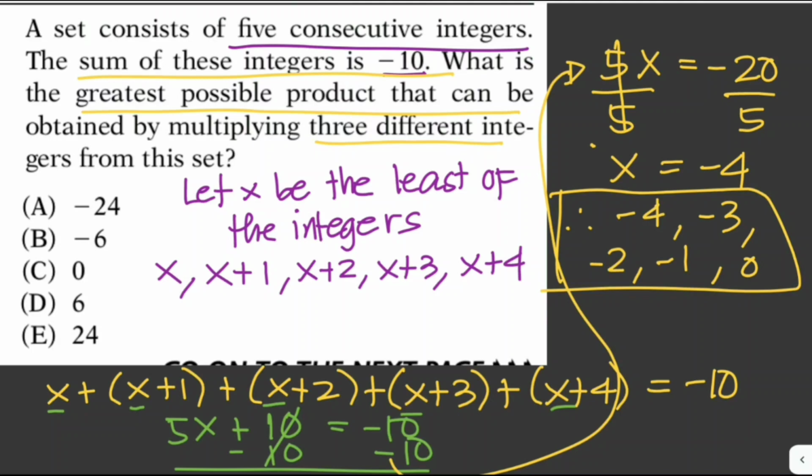All the numbers here are negative except 0, but the product of any number and 0 is always 0, and the product of any 3 negatives is always negative. Therefore, the greatest product you can get by multiplying 3 of these numbers, let's say -4 times -3 times 0, is 0. So the greatest possible product that can be obtained here is equal to 0. So the answer is letter C.